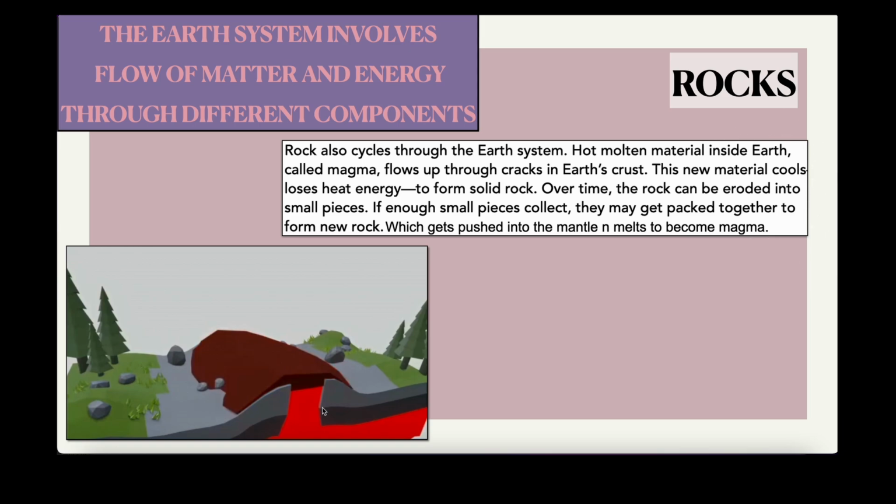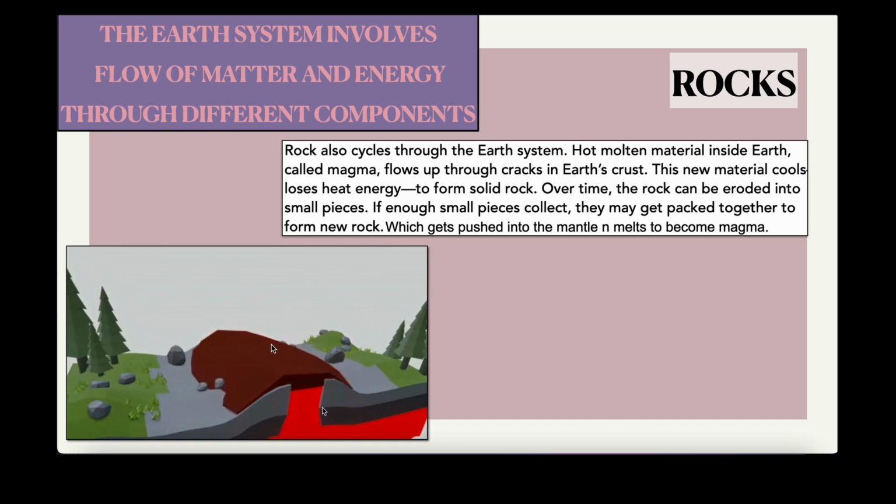Rocks also cycle through Earth's system. Hot molten material inside Earth called magma flows up through cracks in the Earth's crust. How does that crack occur? We saw in our previous videos that the crack occurs in the crust because of plate tectonics, yes? So whenever there's a crack in the Earth's crust, the magma is going to rise. This new material cools and loses heat energy to form a solid rock.